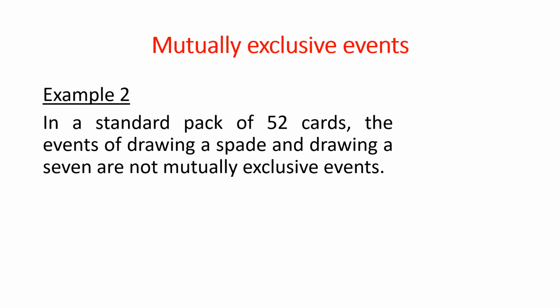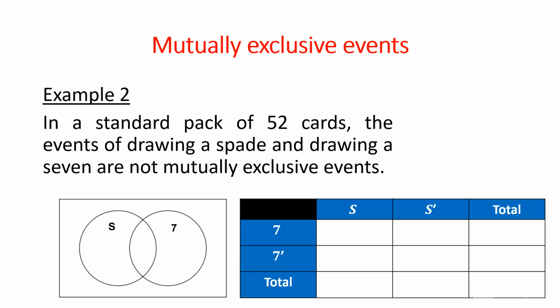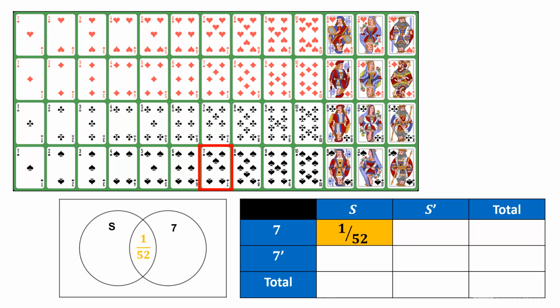Right, I'll explain it in a bit more detail with an example. In a standard pack of 52 cards, the events of drawing a spade and drawing a 7 are not mutually exclusive events. Right, here's our Venn diagram, so the S represents getting a spade and the 7 represents getting a 7. And here's our two-way table. Now we can get an intersection between them because that just means getting a spade and a 7 at the same time, which is the 7 of spades. And there's one chance out of 52 that this could happen.